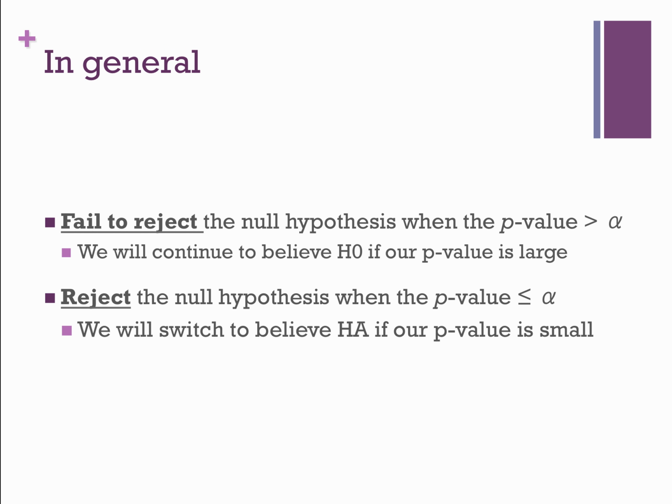So if alpha is small, or 0.05, if our p-value is greater than alpha, we're staying with the null. If it is less than or equal to alpha, we're going with the alternative. And that means we're willing to say that 5% of the time we're going to choose the alternative if the null is really true. So we're going to make an incorrect decision 5% of the time, but we're okay with that. We set that level before.